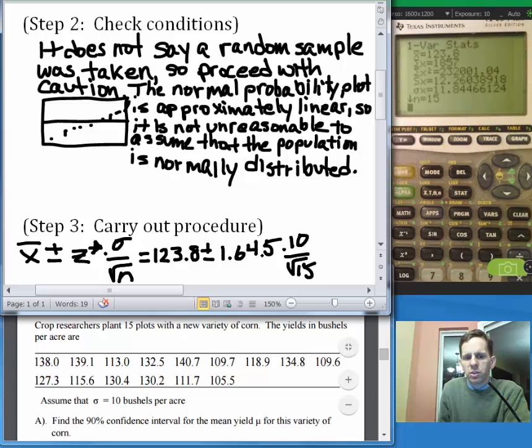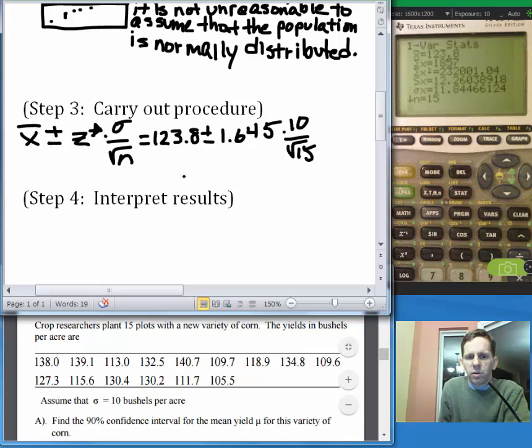When you actually crunch this out, and you can use your calculator to do this, you should get a couple values, a small value and a large value. The smaller value goes first inside the parentheses, that's 119.55. The larger number goes second, that's 128.05.